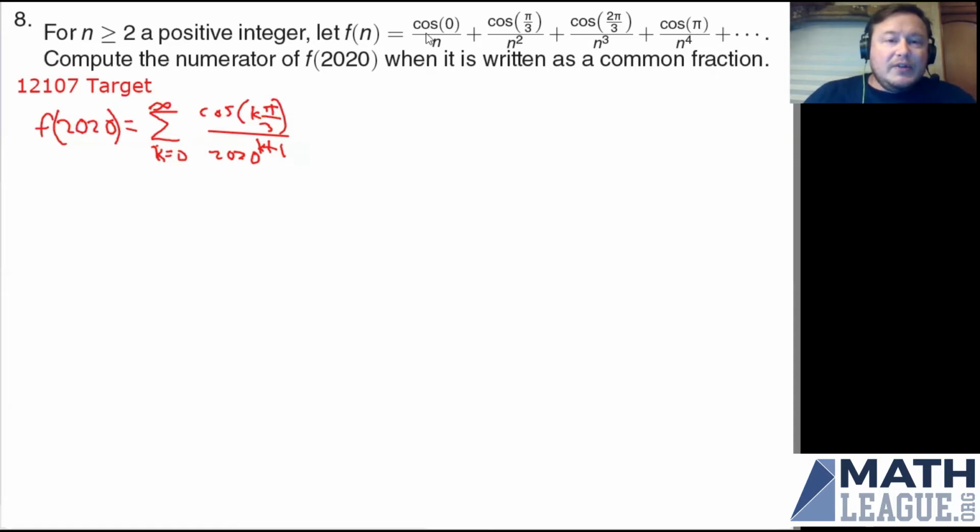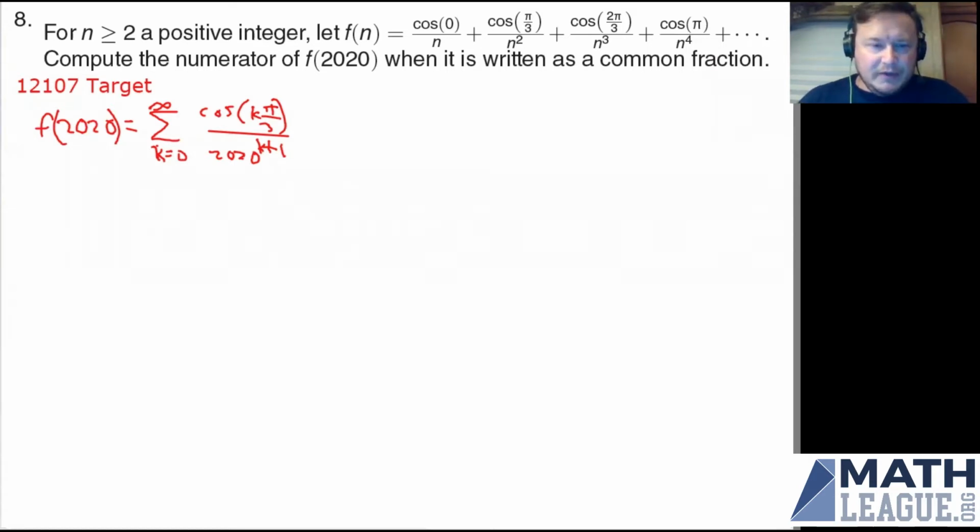My numerators are always going to be cosine of some multiple of pi over 3. I start with 0 times pi over 3, 1 times pi over 3, 2 times pi over 3. So it's always k times pi over 3, starting from k equals 0 and going on up to infinity. All right, so that's what this thing actually is in sigma notation.